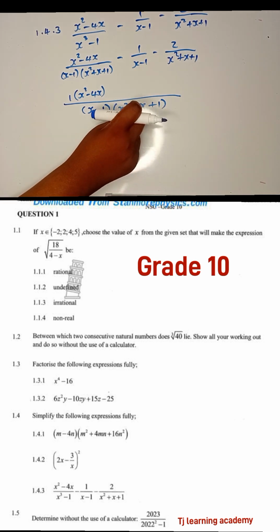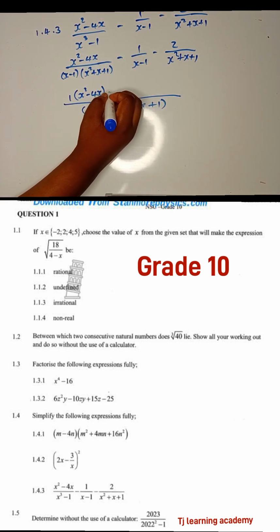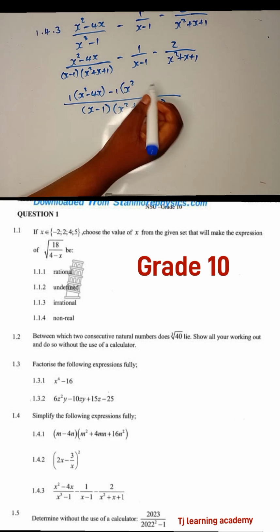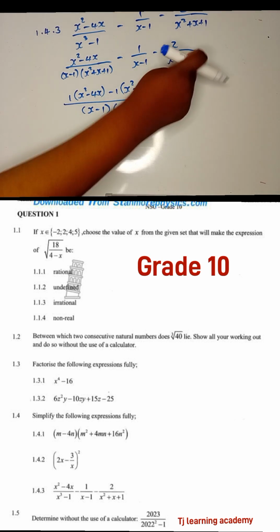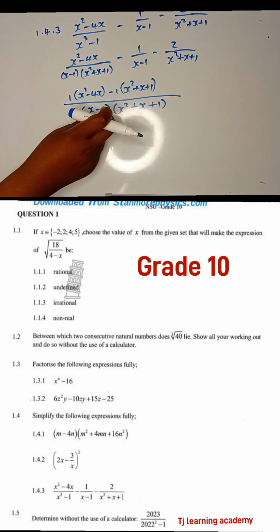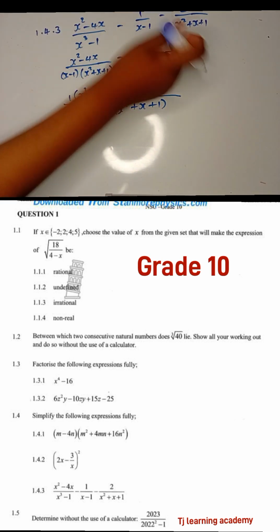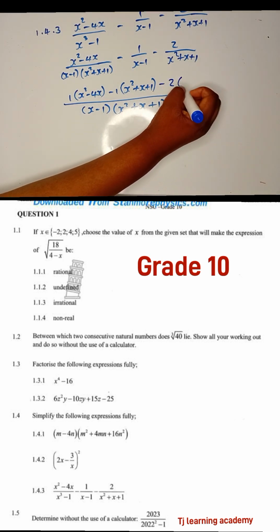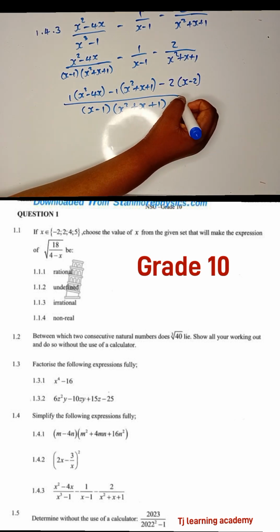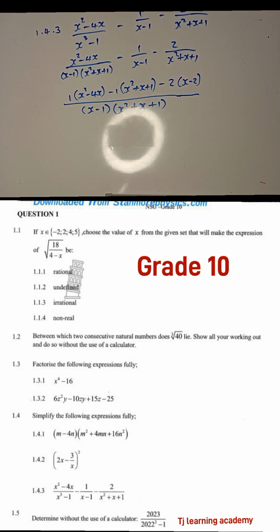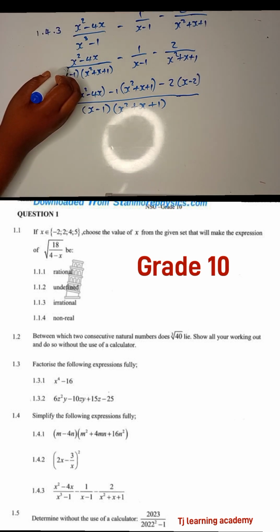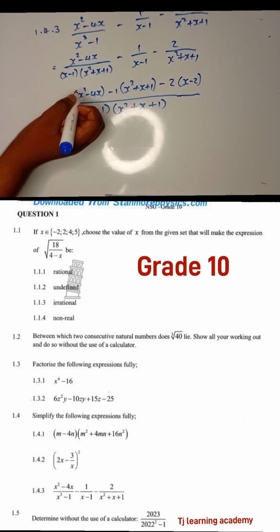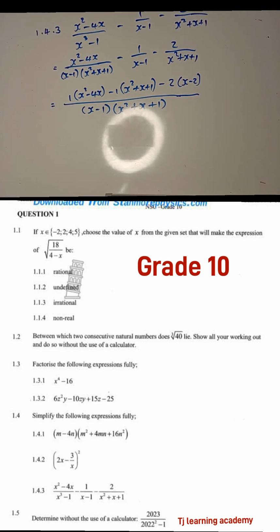And I'm going to multiply this with 1: x squared plus x plus 1. And then this and this will cancel. Left with this, I'm going to multiply this with the x minus 2. I hope you understand this, because this can be tricky, more especially to most learners. So what I'm going to do now, I'm going to multiply out.